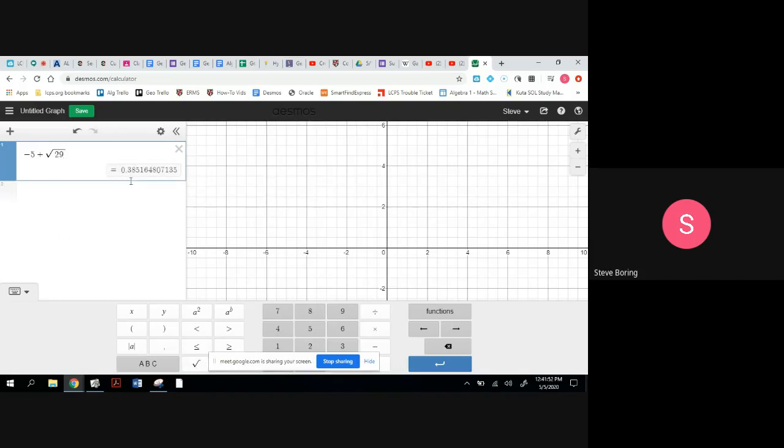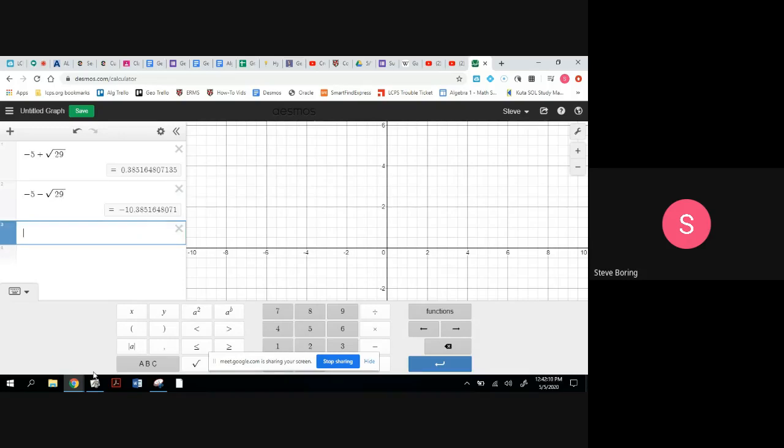So one answer is about 0.39 if we round to the hundredths. And the other answer is negative 5 minus the square root of 29. So the other answer is negative 10.39.